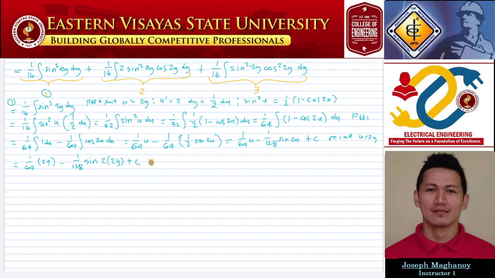Okay, so we're going to rewrite our final answer. So 2y, so common, that is 1 over 32y. Then minus 1 over 128 sine 2 times 2, that is 4y, plus c. So that is your answer for your first term alone. We need to solve for our second term.